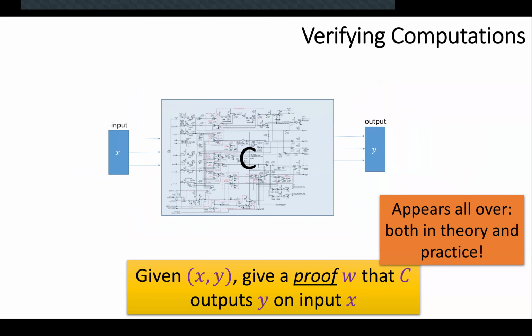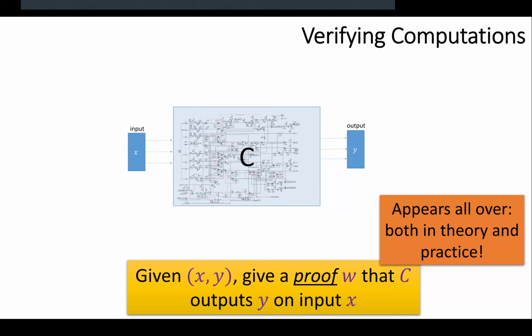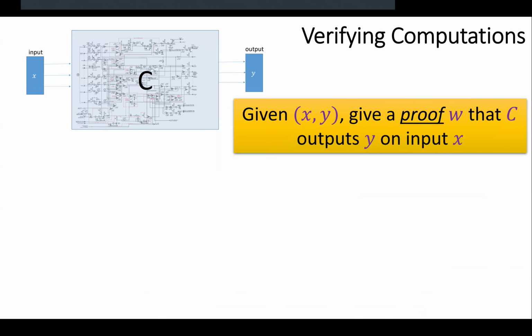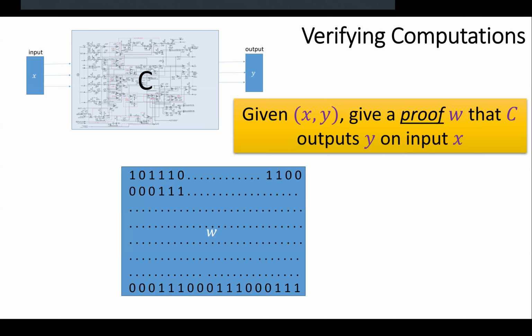Okay, so let's look at this proof thing. What is a proof? A proof is just a sequence of bits, or more generally, a sequence of symbols. The symbols in this talk are going to be from some finite alphabet, but not necessarily just 0s and 1s. This is in this example.